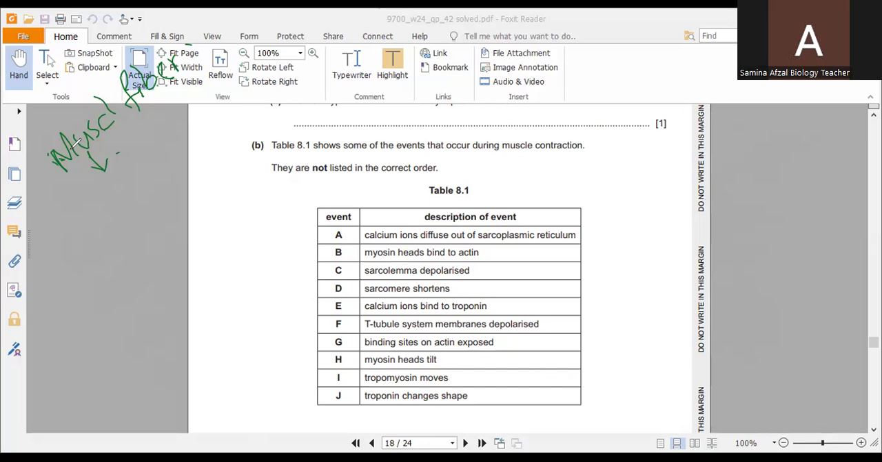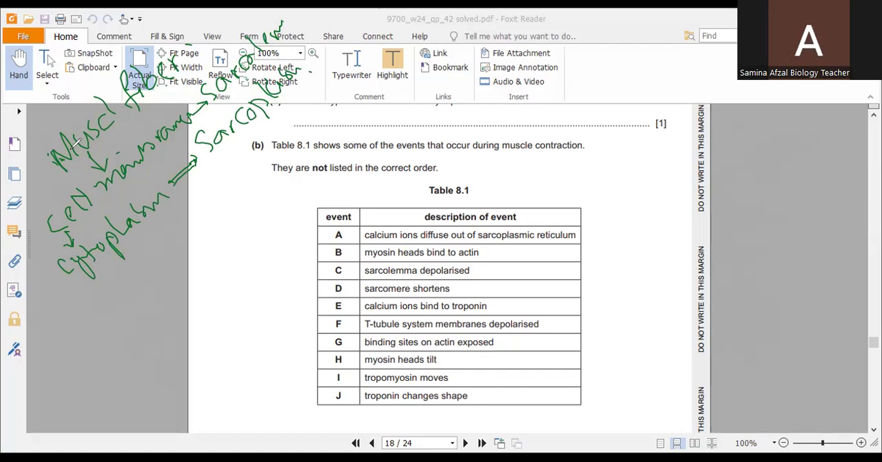The cell membrane is called the sarcolemma. The cytoplasm is called the sarcoplasm. The sarcolemma has invaginations called transverse tubules. Invaginations of the sarcolemma are called T-tubules.